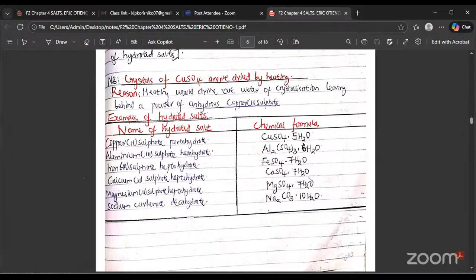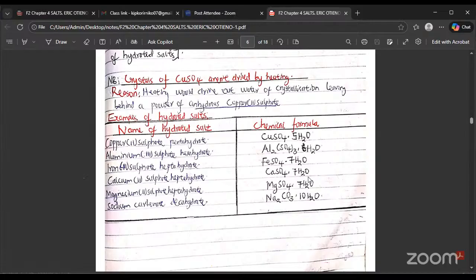I don't know if you have been told in school or where you are, copper 2 sulfate pentahydrate. Have you ever been told of that one? They normally say hydrated copper 2 sulfate. We assume that you are supposed to know the amount of waters that are in it, so that one is the chemical formula. It is okay up to there.